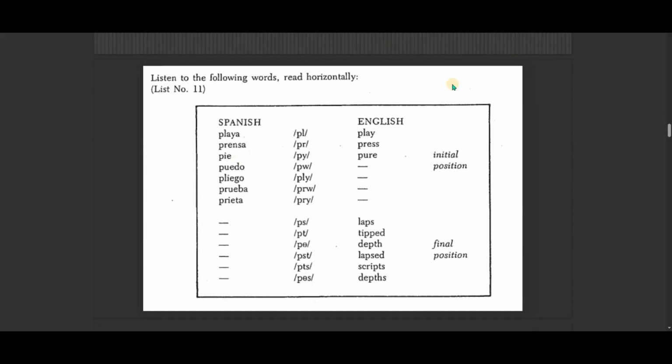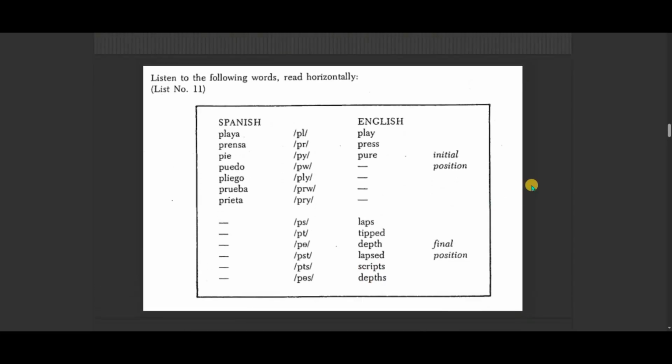First, let's go ahead and read it horizontally. Playa, Spanish, play. Prensa, press. Pie, pure. Puedo, pliego. Prueba, prieta. Lapse, tipped. Depth, lapsed. Scripts, in depth.